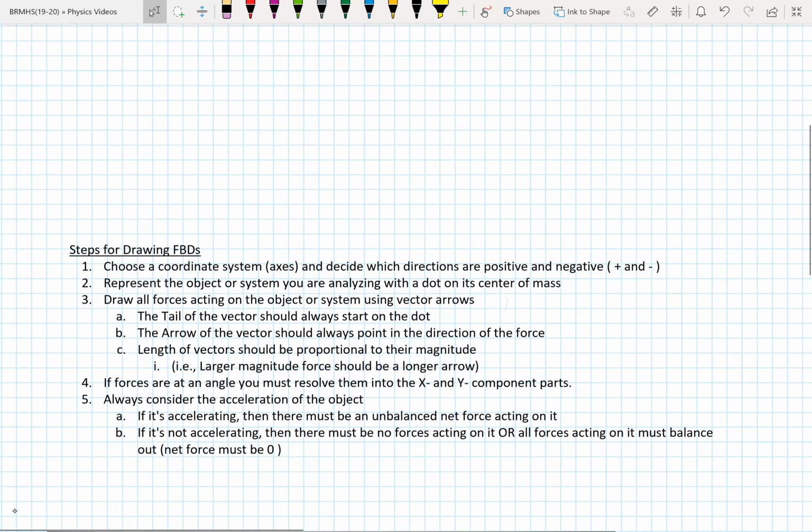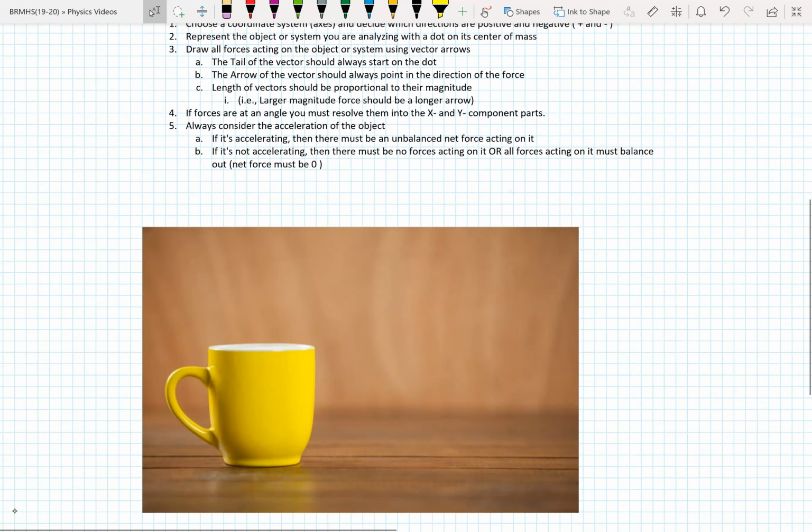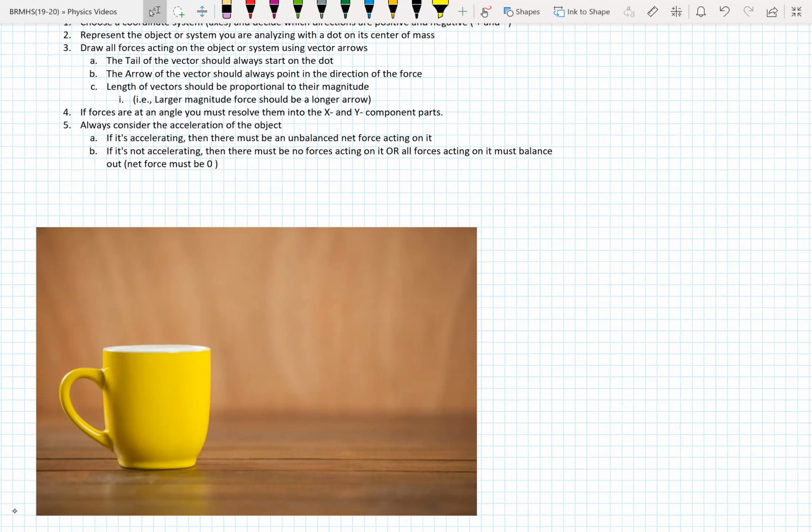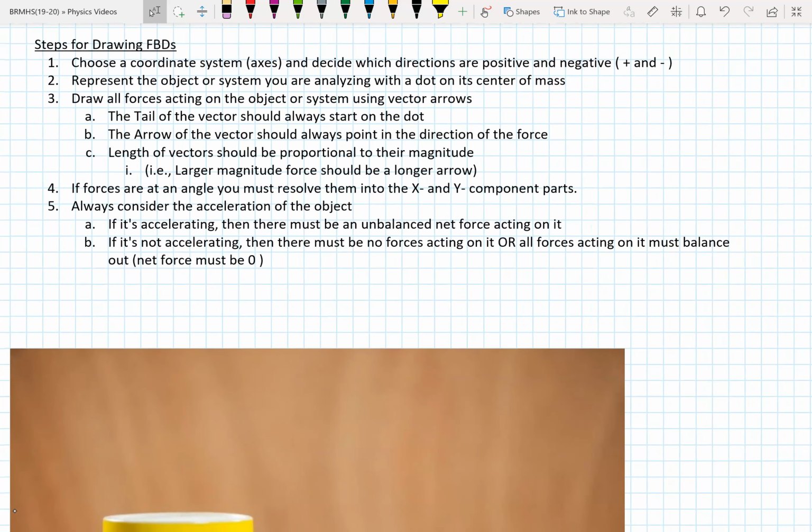So we're going to do an example. I have a coffee mug sitting here on a table, and I wrote out a few steps that are appropriate to follow for drawing free body diagrams. Step 1, choose a coordinate system. That means pick your axes, how your axes are going to be laid out, and decide which directions are positive and negative. You just have to deal with x and y axes, just 2 dimensions there. You can pick whatever you want, you just have to be consistent with it.